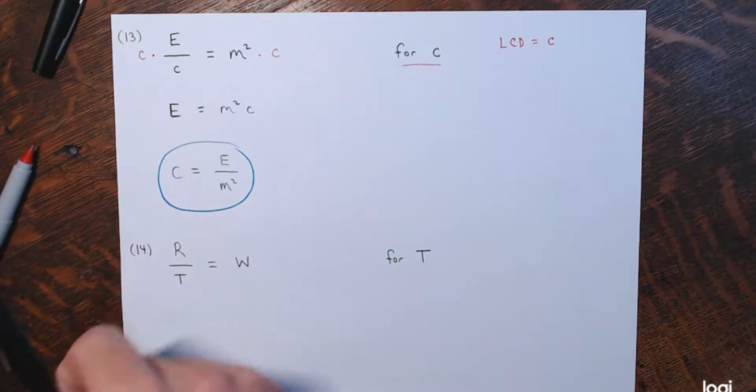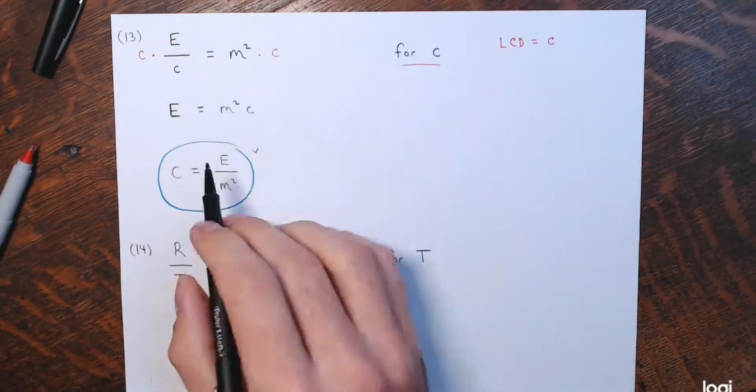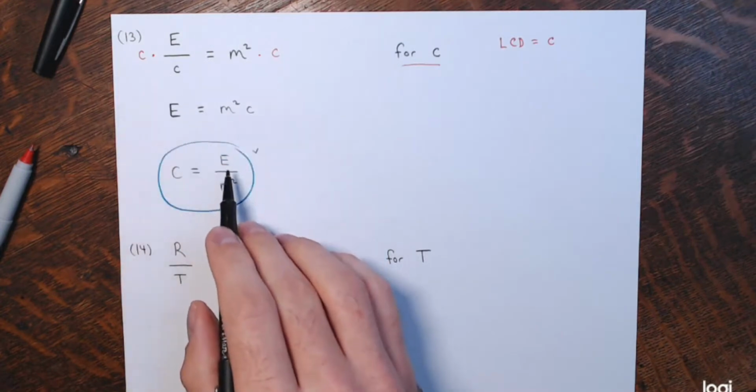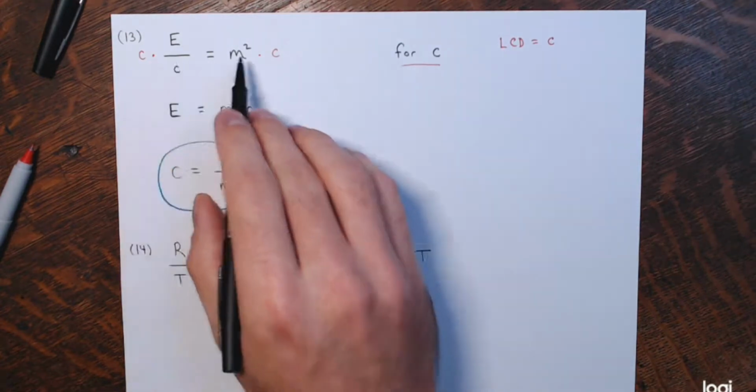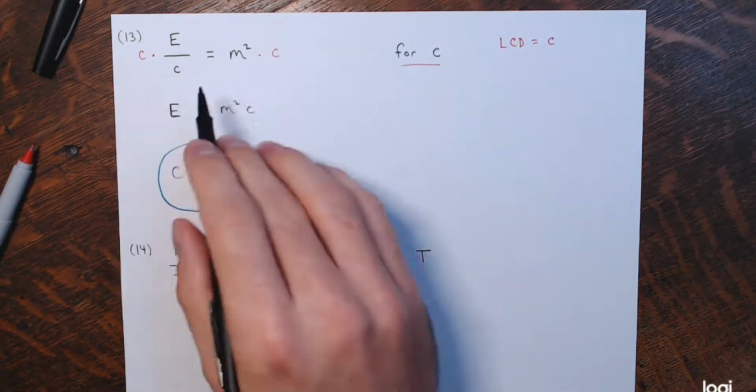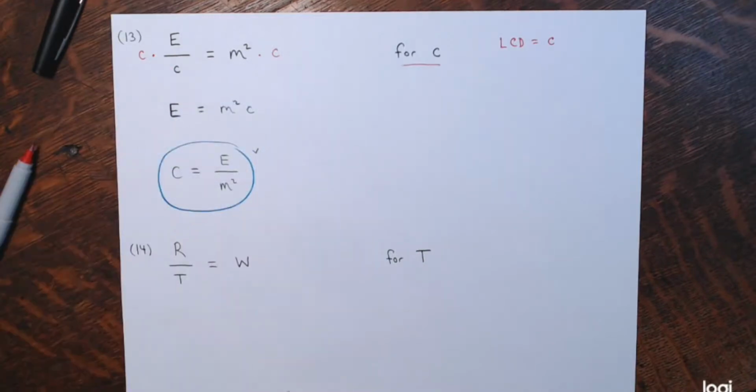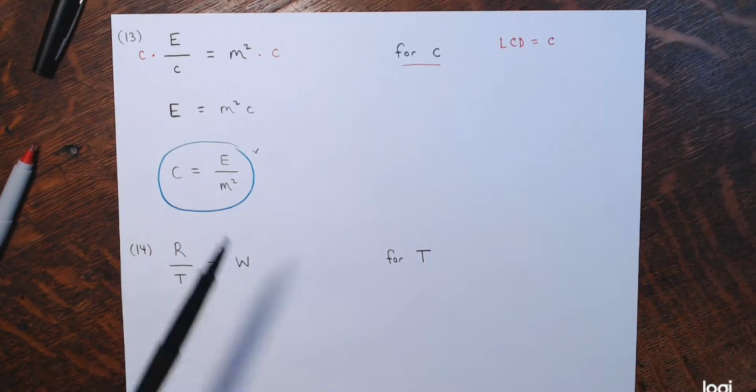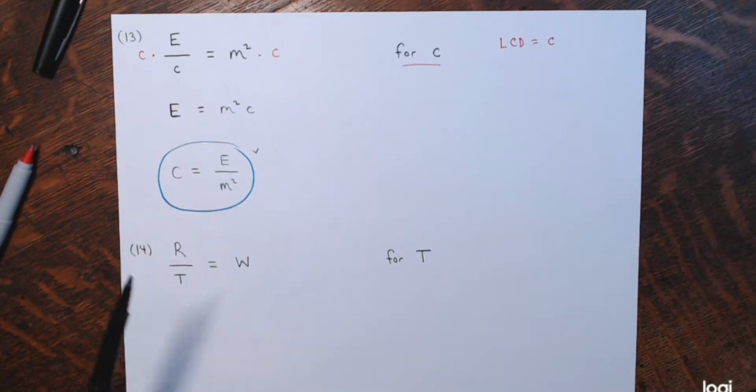And don't forget to check. I'll leave it to you. Replace c in the original equation with e over m squared, and you'll see m squared equals m squared at the end. It is true. This does work. All right.